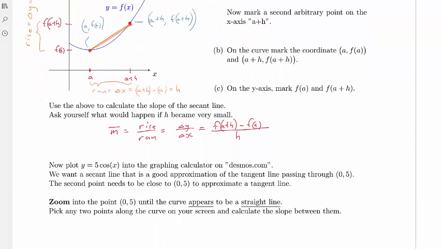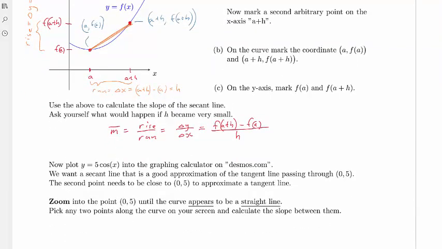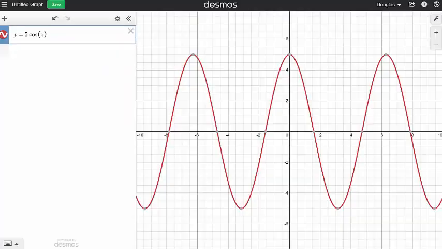All right, so just a quick geometric example, a visual example, if you will, that we're going to use Desmos for. We're going to be plotting the equation y equals 5 times cosine of x, and then we'll be looking specifically at the tangent line that's passing through 0 and 5. We'll be zooming in to see what's going on. Okay, so now we're in Desmos. We've got our graph here. And again, we're focusing on the point 0, 5.